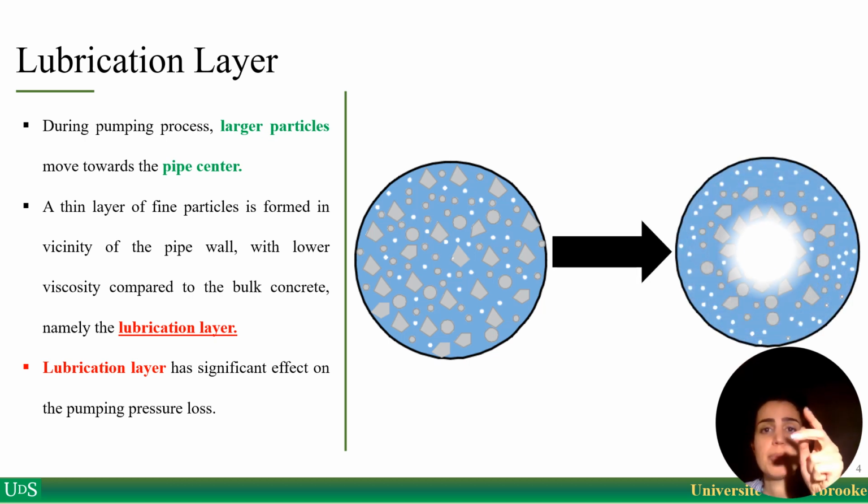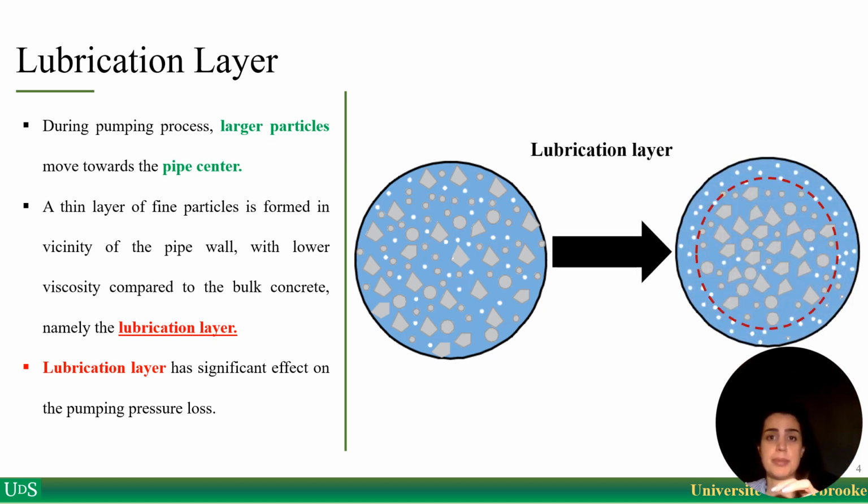Coarser aggregates move from the pipe wall to the pipe center. So a very thin layer of fine aggregate forms close to the pipe wall. This layer is called the lubrication layer. The lubrication layer has different rheological properties, including yield stress and viscosity, compared to the rest of the concrete. This layer actually has a significant effect on the pressure loss of the concrete. The rheological properties of this layer should be known in order to reach a better prediction of the concrete pipe flow.